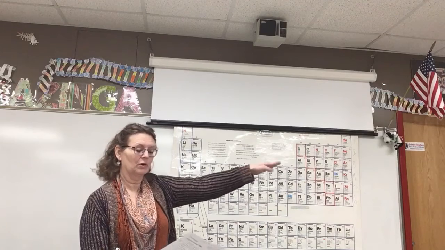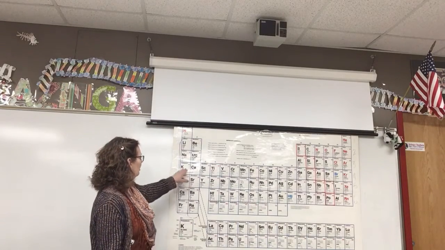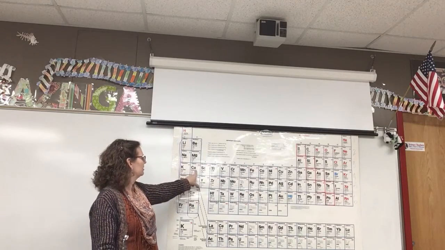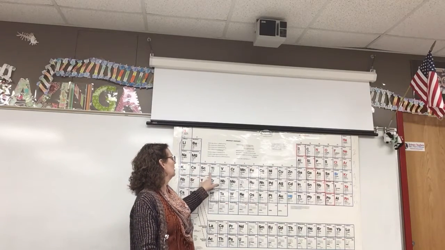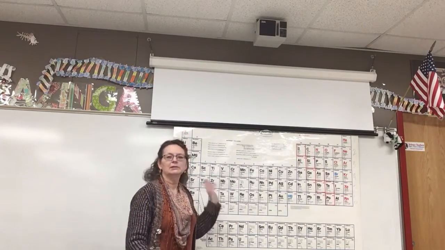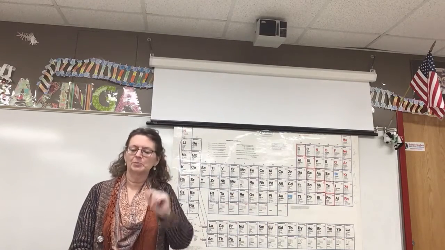Number 5, the rows on the periodic table are called periods. The rows, horizontal. As you read from left to right across the periodic table, atomic number increases by 1 for each element. So let's go down to this one. Let's start in this row. Potassium is 19, calcium is 20, scandium is 21, titanium is 22, vanadium is 23, and so on. It increases by 1. Atomic number increases by 1.